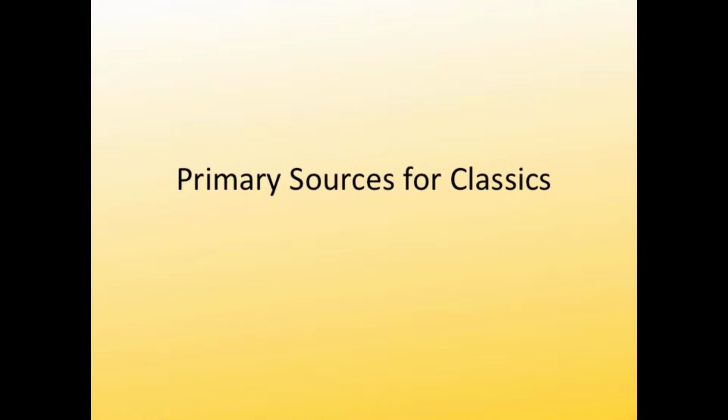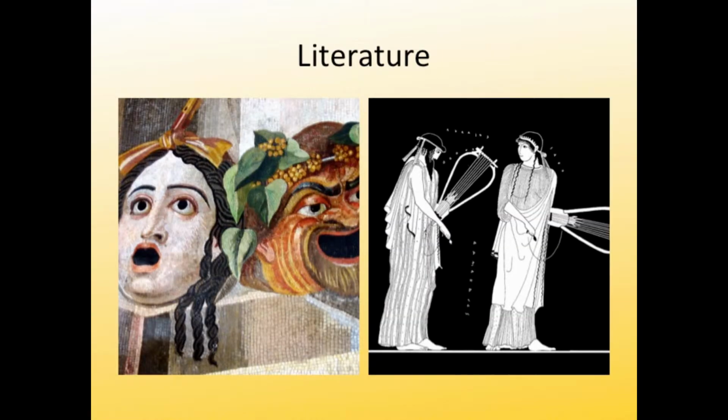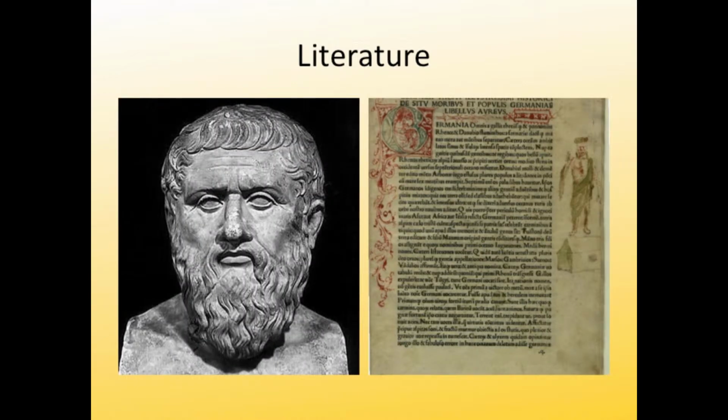So, what are primary sources? In classics, we define a primary source as something that was written or created in the ancient world. A wide variety of things fall into this category. First, we have literature, such as plays and poems. We have philosophical works written by authors like Plato, and we have the work of historical writers, such as Tacitus.